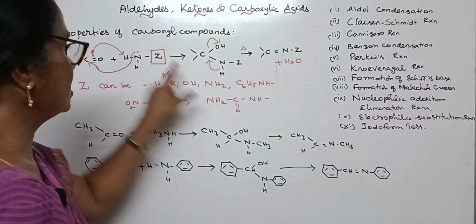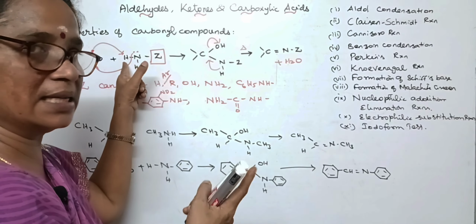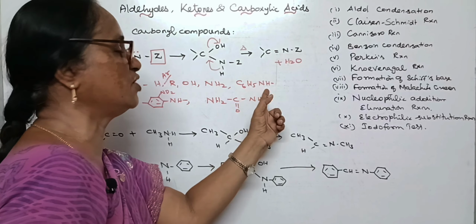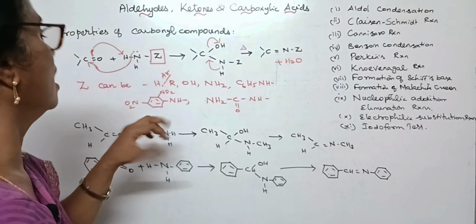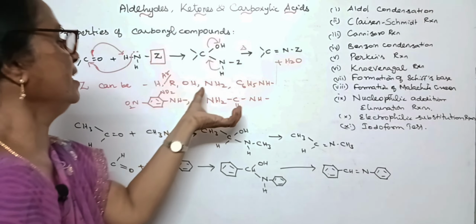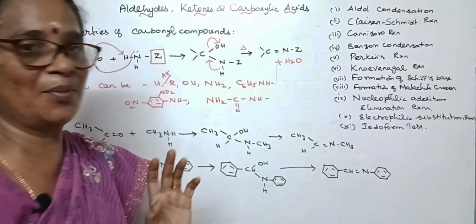Or if the Z group is NH2, that makes hydrazine. Or if the Z group is the phenyl C6H5NH group, then it is said to be phenyl hydrazine. Or it is 2,4 dinitrophenyl hydrazine. If CONH2 is present in this, then it will be semicarbazide.